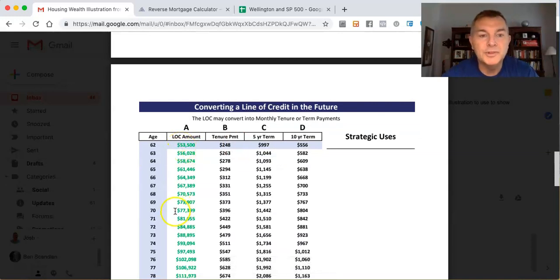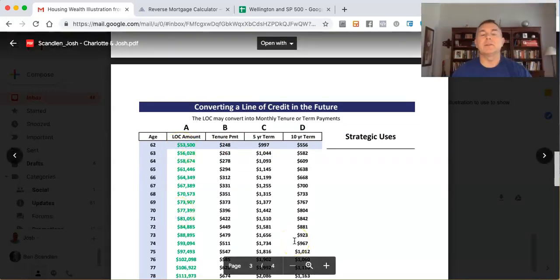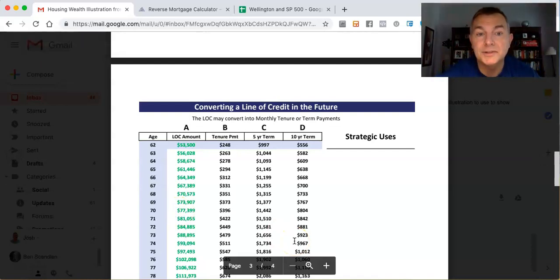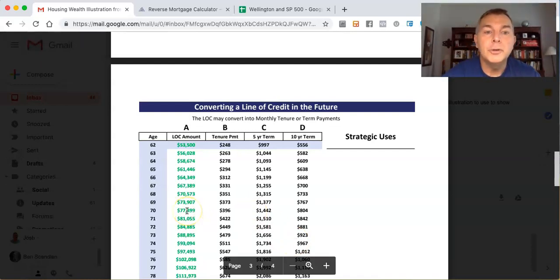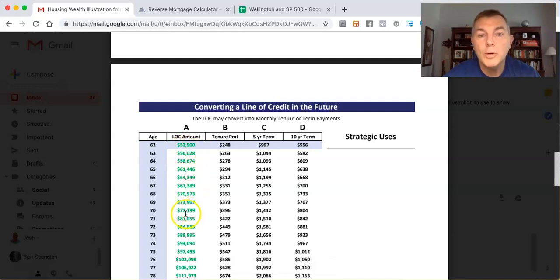Again, if we fast forward till I'm 70 years old, it's at $77,000 now. Now the question is, how much do I have outstanding? I'll share with you just a second. So here we have $24,000 more as a line of credit amount I can borrow against than I did before.